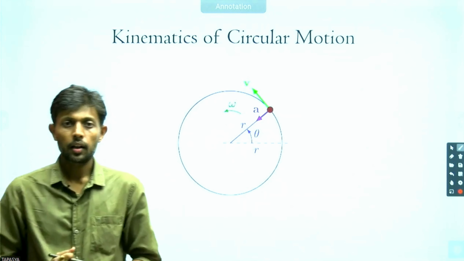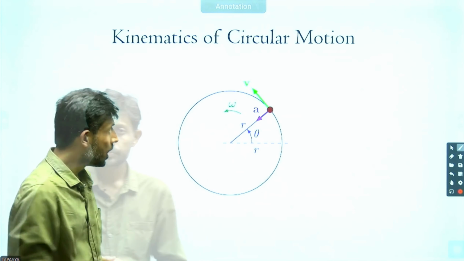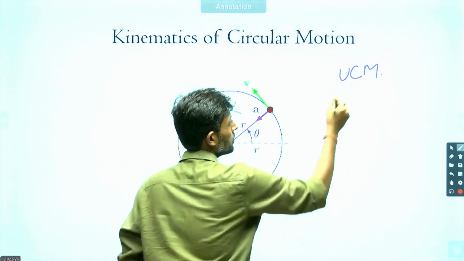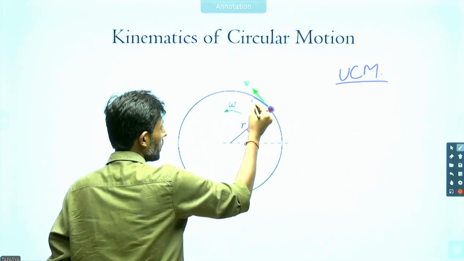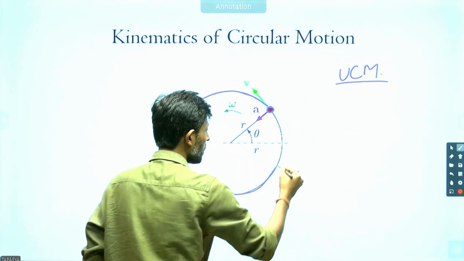Hello, students. In this session, we are going to look at circular motion kinematics. So first, talking about uniform circular motion. Here is a mass, and it is going around in a circular path like this.